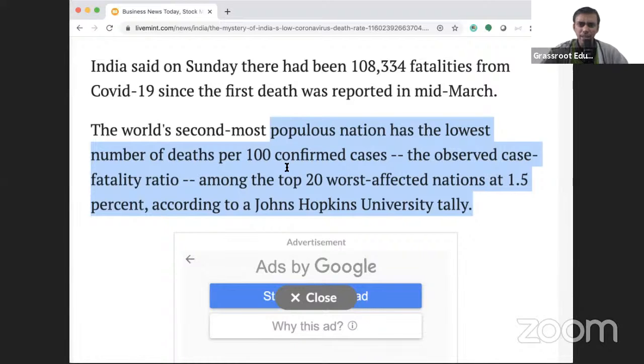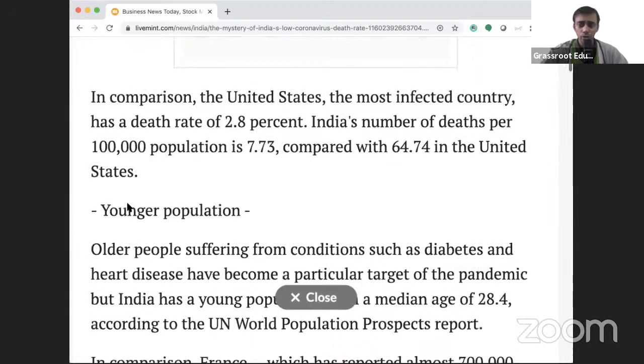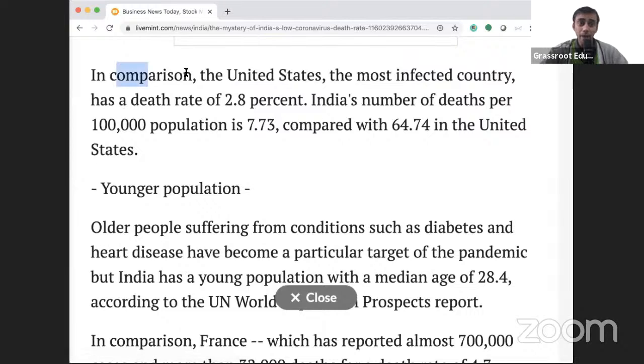Fatality is similar to mortality, similar to death rate. Okay, good. So basically it says that India's fatality rate is low. Now let's keep going. In comparison, the United States. So see, this is a good way to compare.